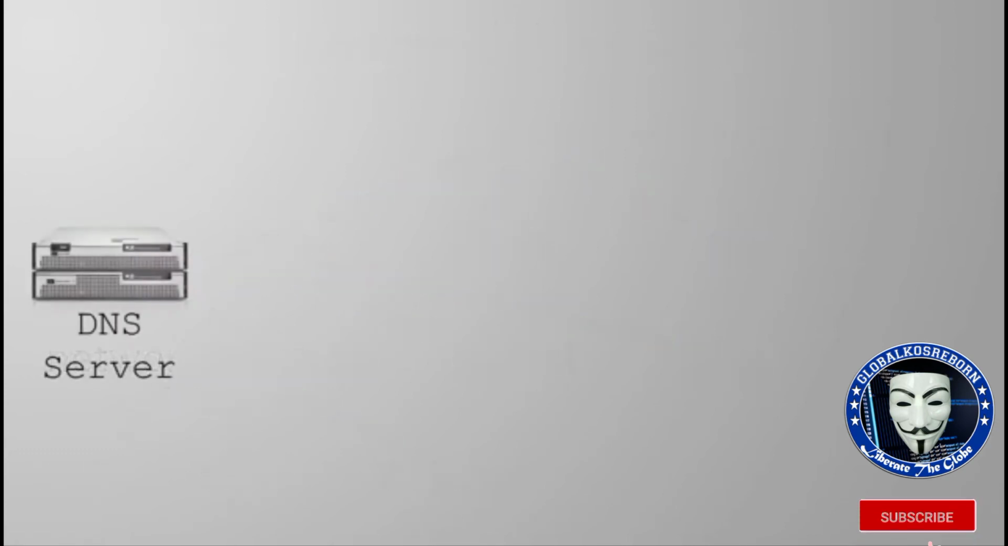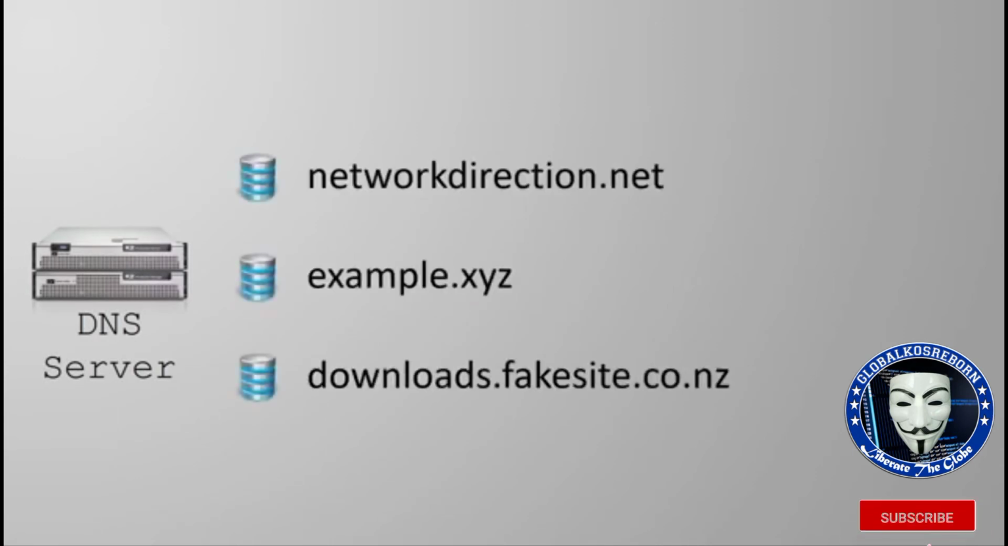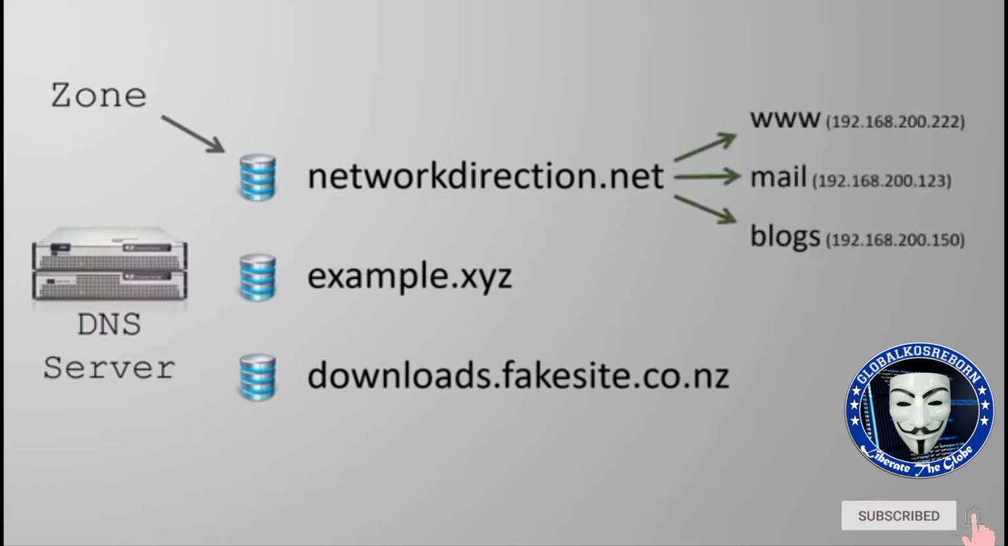Now we can think about how a DNS server fits into the picture. The DNS server contains one or more special databases called zones. The zones represent the domains, such as networkdirection.net. Each zone contains pieces of information called records. There are different types of records, which we'll look at soon, but the most common one is the host record, also known as the A record. And this contains the name to IP mapping for all the hosts within this domain.